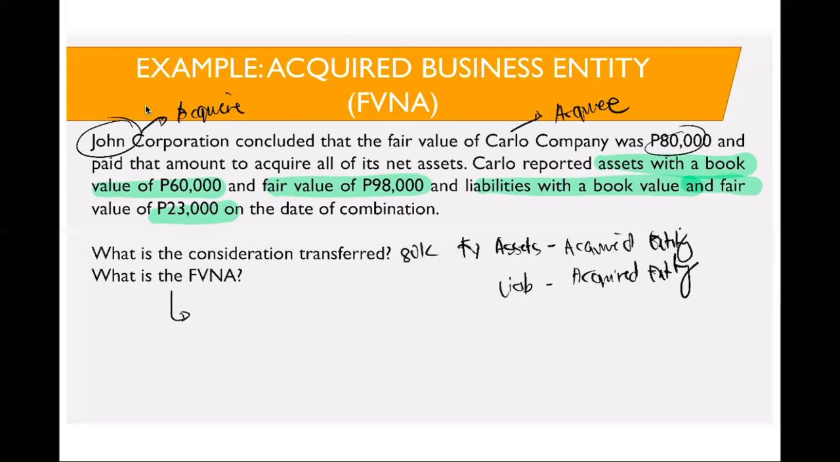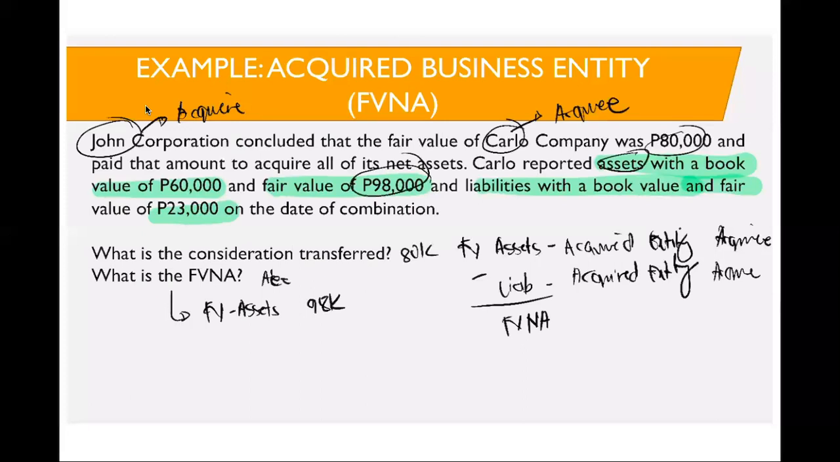How about the fair value of net assets? So we just need to get the fair value of assets of the acquired entity, which is the acquiree, and the fair value of the liability of the acquiree. Fair value of assets less fair value of liability will give you your fair value of net assets. Okay, so what is the fair value of assets of Carlo? So he is the acquiree again. Acquiree is Carlo. So the fair value of assets of Carlo is 98,000. And the fair value of liabilities of Carlo is 23,000.